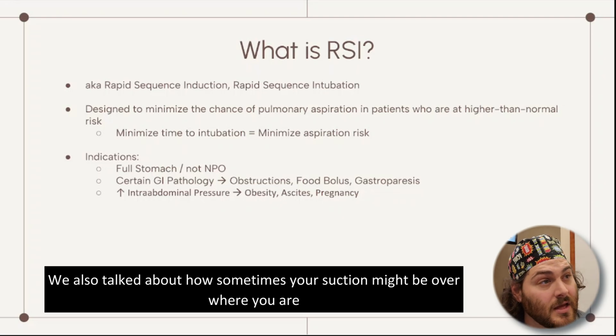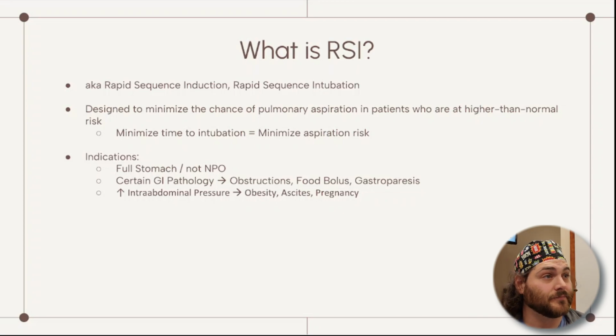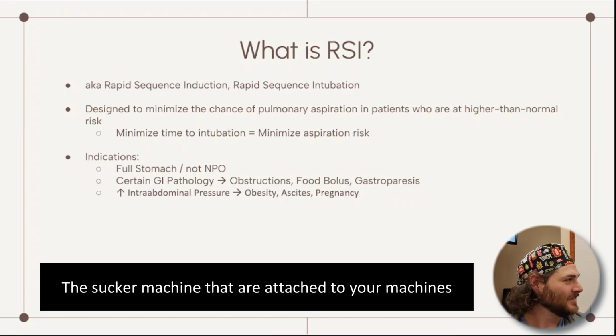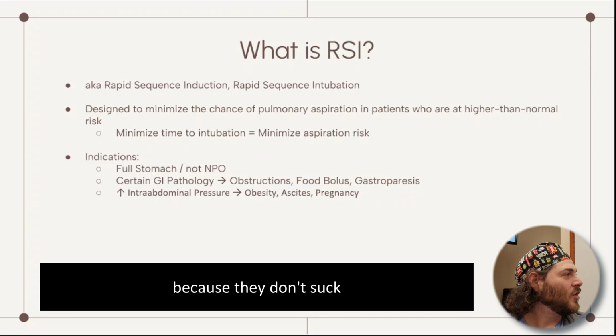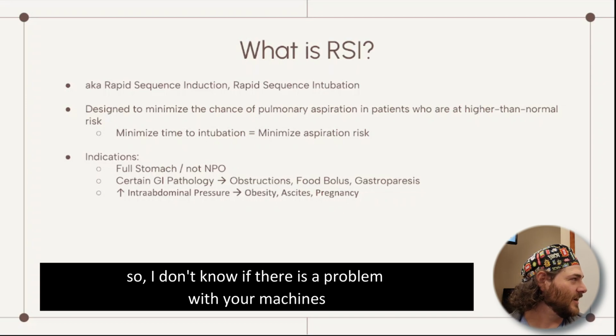We also talked about sometimes your suction might be over to where you are. You know how we have the suction, we can also put another canister. You have lots of suctions. Yes. I've never had too much suction in my whole life. The suction machines that are attached to your machines suck. Well, the Neptunes are super industrial. The Neptunes are great, so I don't know if there's a problem with your machines.